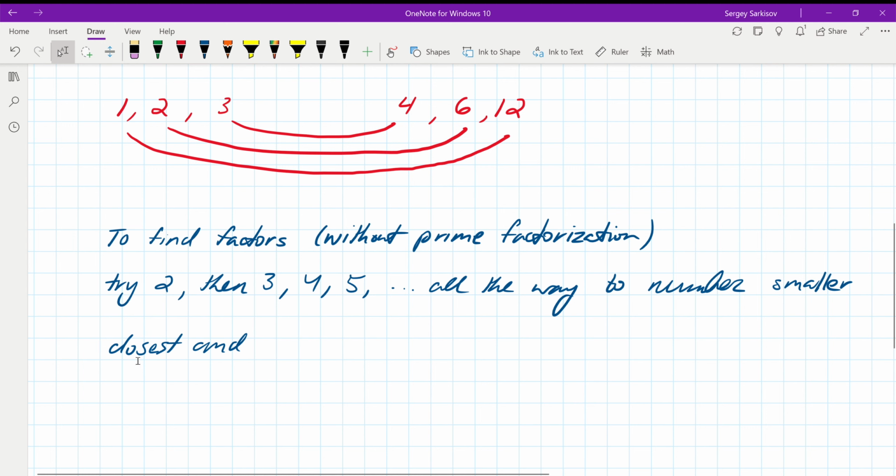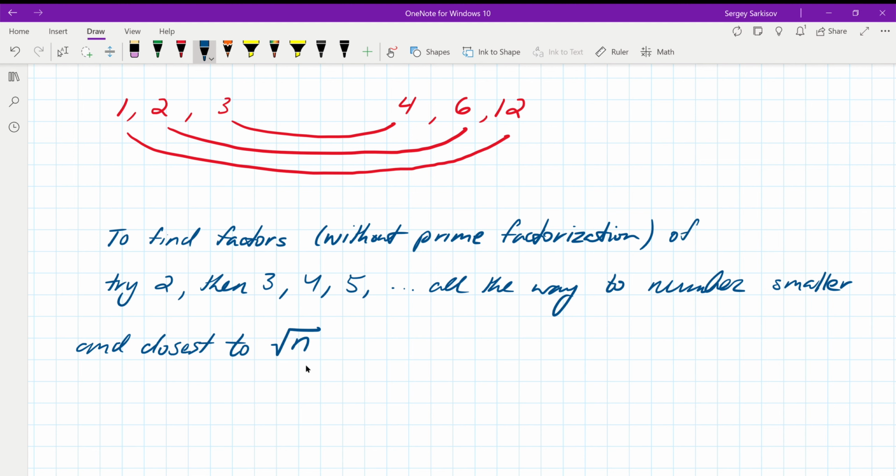Let me move this around a little bit. And closest to, guess what? It's kind of surprising: the square root of that number, n. To find factors of n, try 2, 3, 4, 5, all the way to the number closest to, less than, the square root. You don't have to go over, because if you go over, there's a number less than.